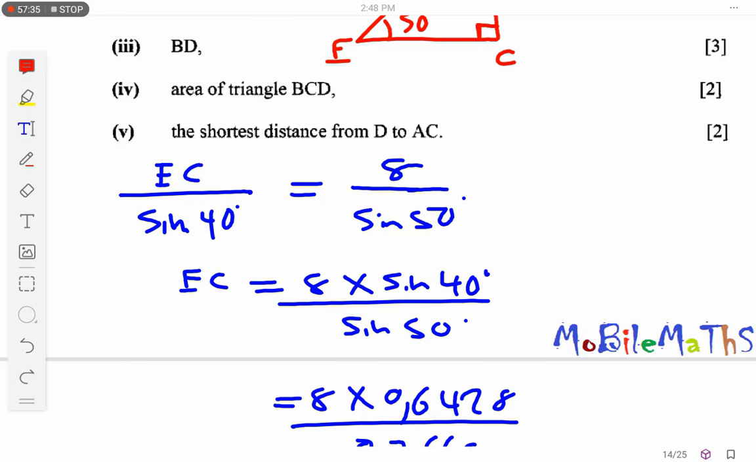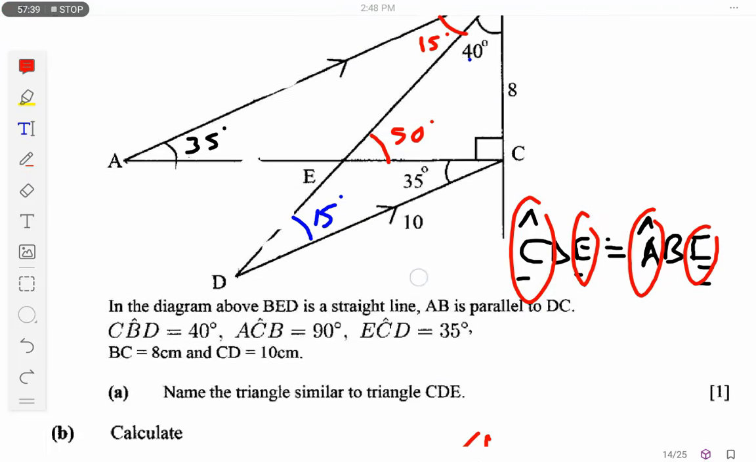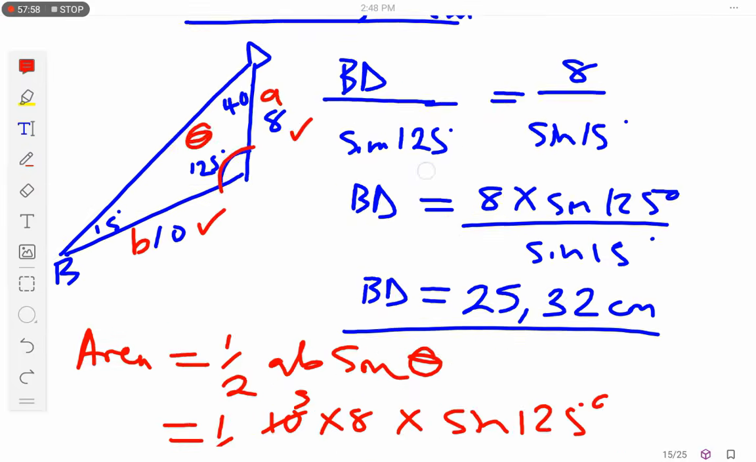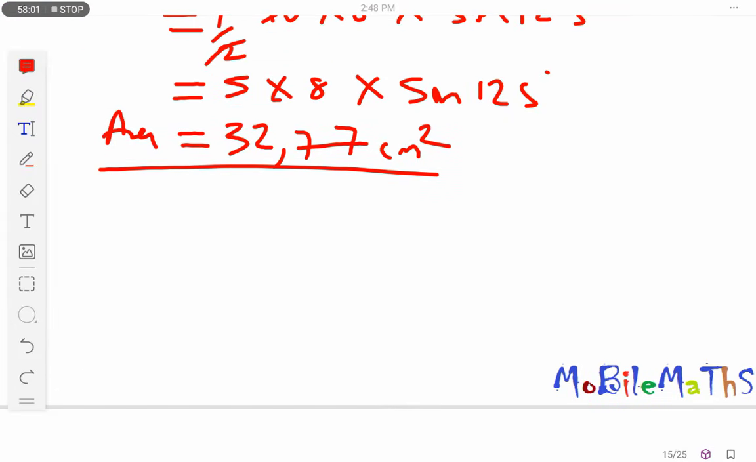Okay, let's go to the other question. The shortest distance from D to AC. Where's our D to AC? AC is this one, so basically we are looking for this, and this will be 90 degrees. Let me just redraw this information so that we can properly calculate it. I'm having my AD there, AC there.